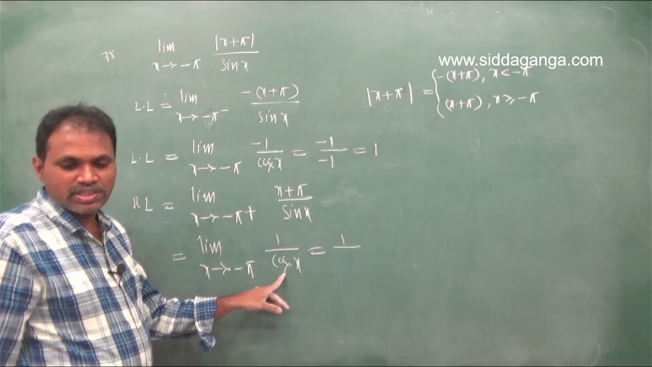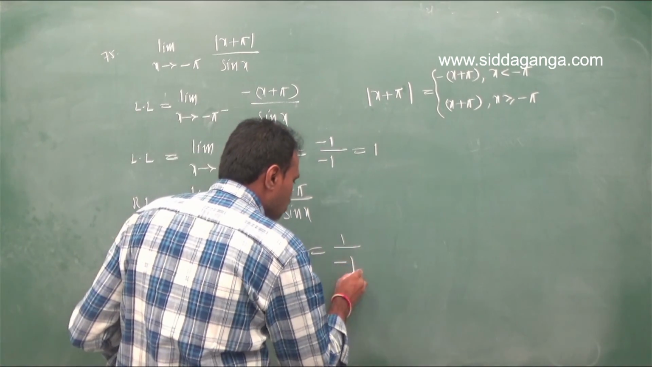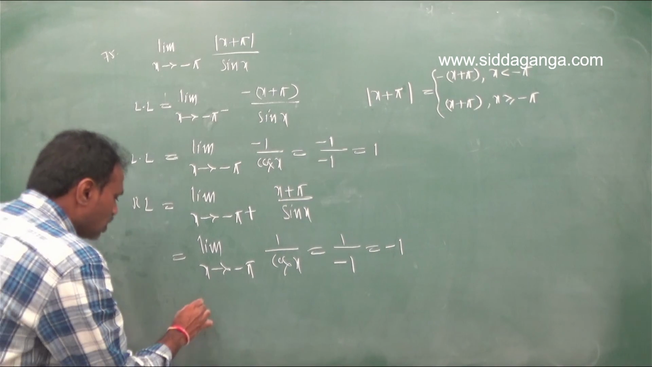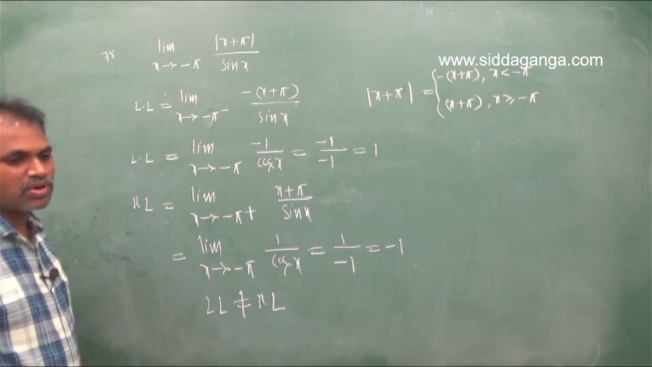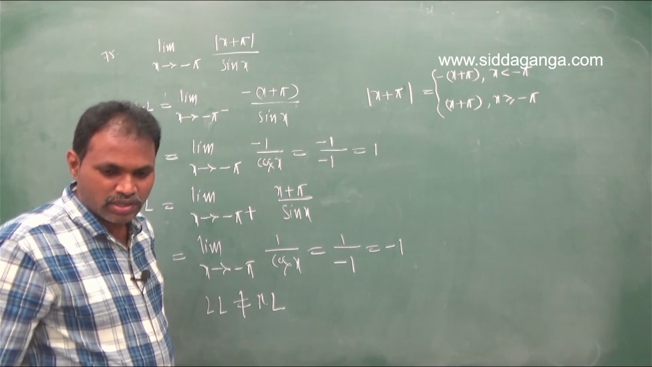Therefore, it is equal to 1 by cos of minus pi. Cos of minus theta is cos theta. Cos of minus pi is cos pi. Cos pi value is minus 1. Therefore, 1 by minus 1 is minus 1. Therefore, left hand limit is not equal to right hand limit. Therefore, limit does not exist. Therefore, option 4 is right. Okay, thank you.